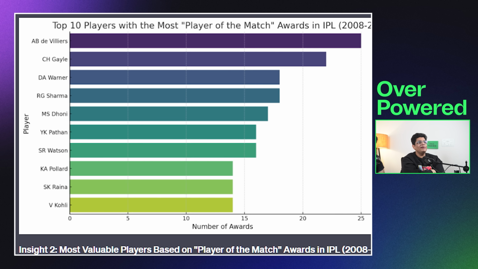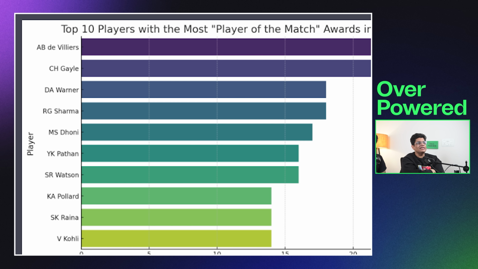Oh, AB de Villiers. Most number of player of the match awards. Interesting. All right, MS is in the top 6. Dude, Yusuf Pathan is in the top 10. Wow. Okay, cool. Virat is, I think, number 10.